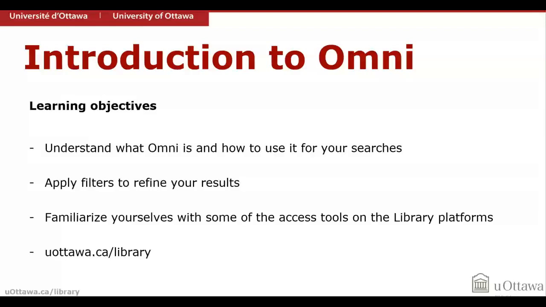You can also use Omni to search the print collections of 18 other academic libraries in Ontario. We'll explain later how to access resources available at other universities.